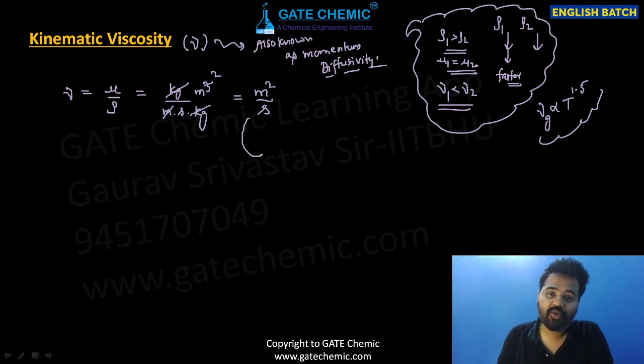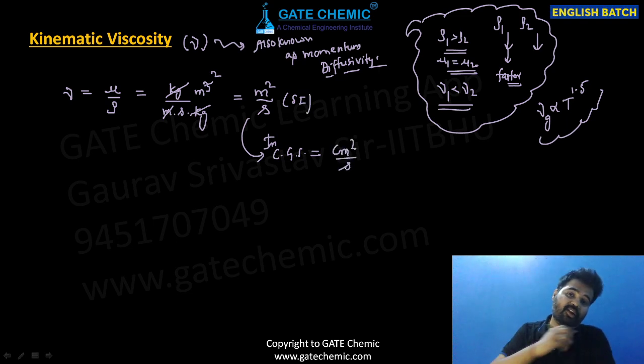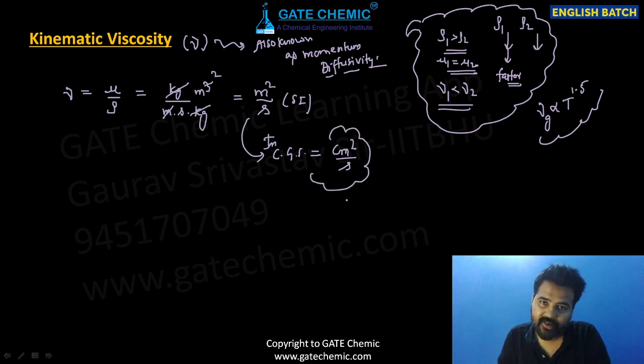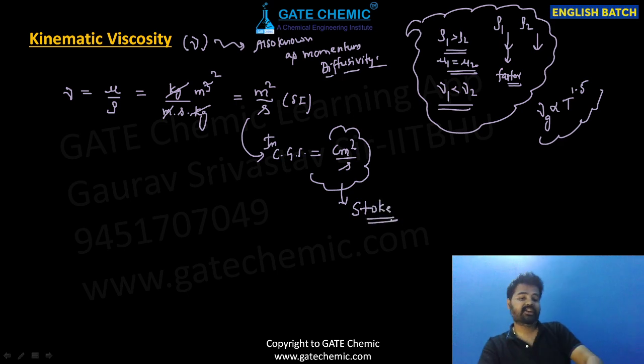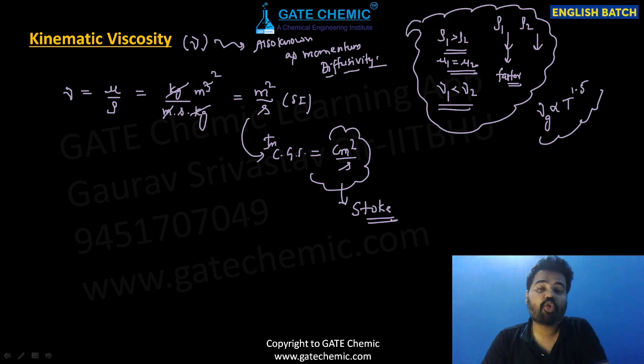If you want to write it in CGS unit, this is the SI unit. In CGS, it's centimeter square per second. This centimeter square per second is known, in short, as Stoke, S-T-O-K-E. So, Stoke is the unit of kinematic viscosity, not viscosity.